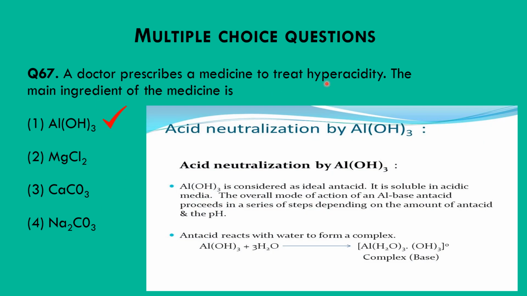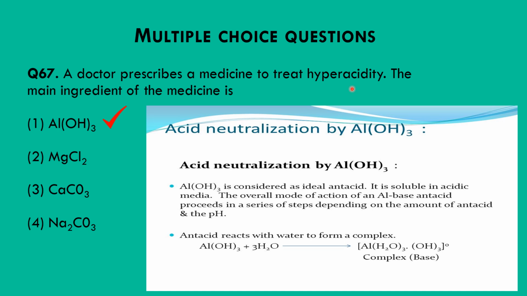First, what is meant by hyperacidity? Hyperacidity is nothing but an imbalance in the acid secreting mechanism of the stomach. As you already know, the stomach secretes hydrochloric acid to some extent. If the secretion of hydrochloric acid exceeds, if it secretes more, that condition we call hyperacidity. How to cure this condition?